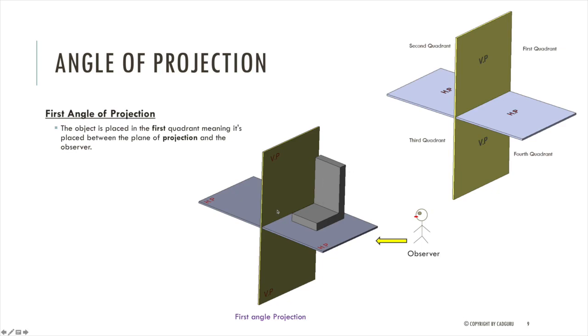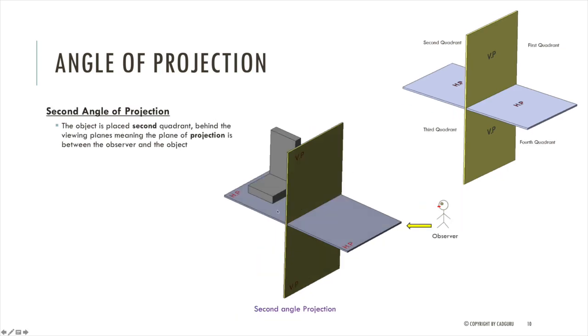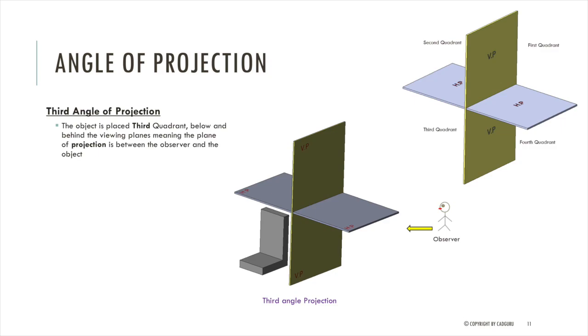Second angle of projection. In second angle of projection, you place the 3D object in the second quadrant, which means the object is behind the viewing plane and the plane is between the object and the observer. As you can see in our picture, we placed the object in a second quadrant and the vertical plane, which is the plane of projection, is between the 3D object and the observer. Moving on to the next slide, third angle of projection.